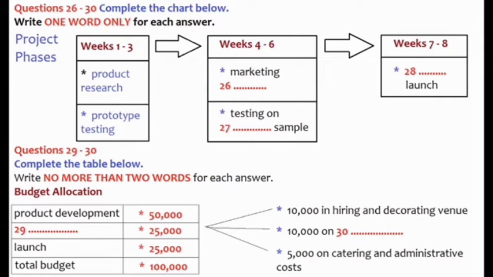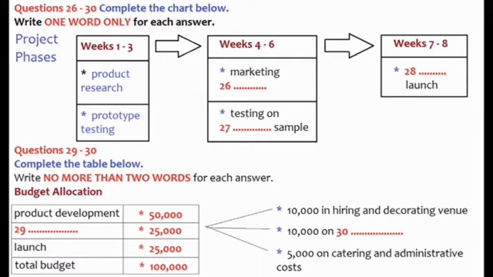Has the timescale been agreed yet? Yes. You said we have a total of 8 weeks to bring the product to launch. So we've decided to allocate 3 weeks at the beginning to product research and prototype testing. Very good. Then after that, we are going to spend a further 3 weeks formulating our marketing strategy and doing some research and testing on a sample of the target market itself to get some feedback. And presumably the last 2 weeks will be devoted to the launch? Exactly. Now, let's talk estimated costs.